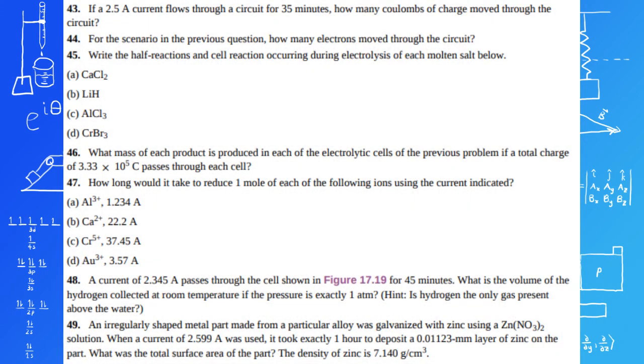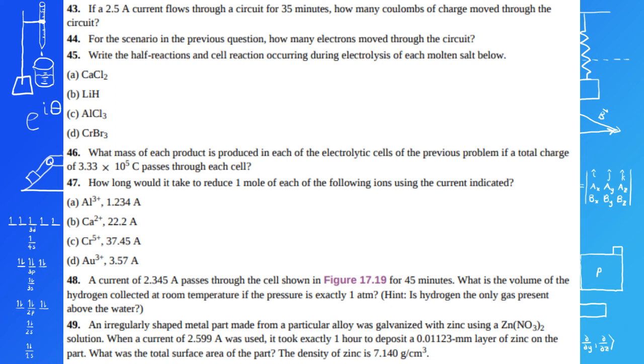49. An irregularly shaped metal part made from a particular alloy was galvanized with zinc using a zinc nitrate solution. When a current of 2.599 amperes was used, it took exactly 1 hour to deposit a 0.01123 millimeter layer of zinc on the part. What was the total surface area of the part? The density of zinc is 7.140 grams per cubic centimeter.